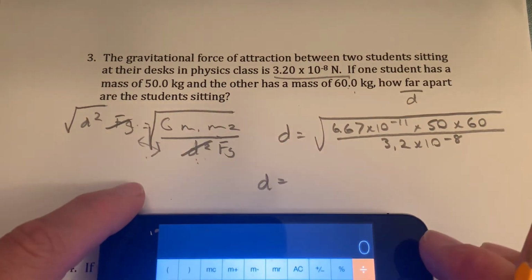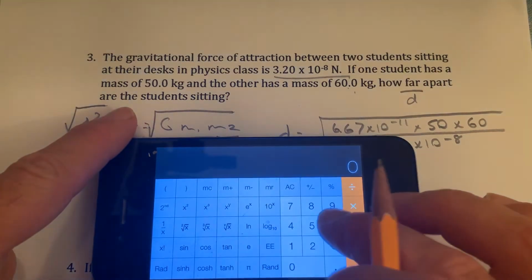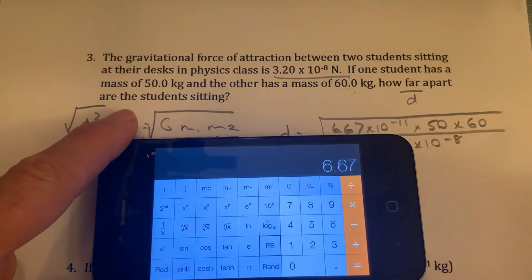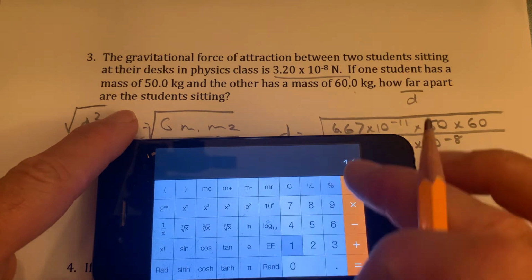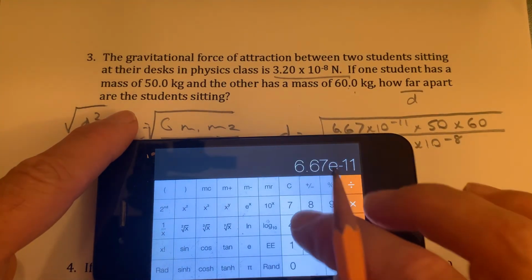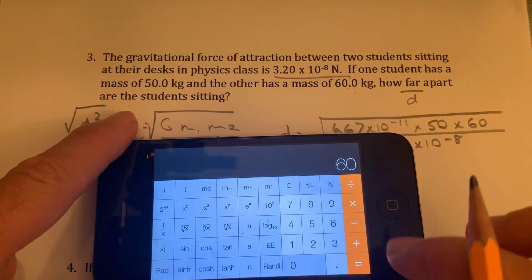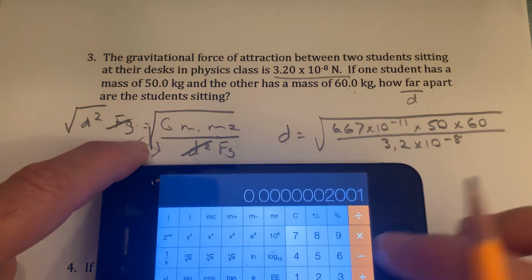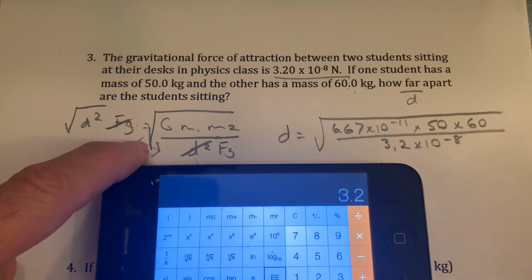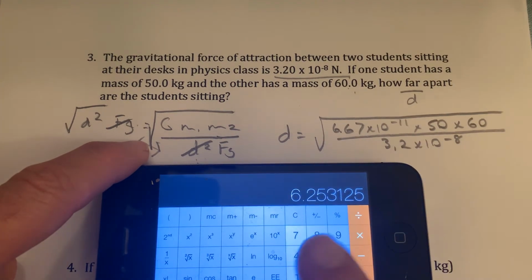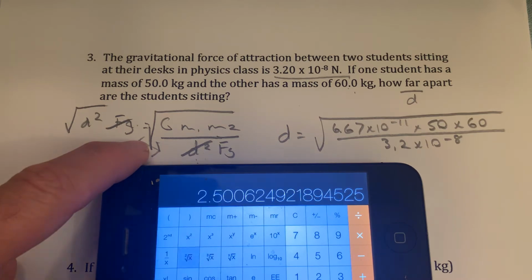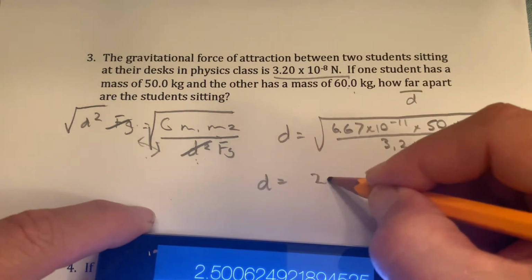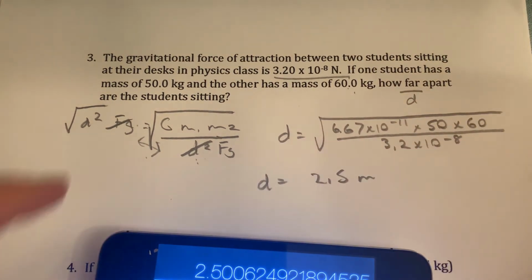All right, so we're going to take 6.67 E negative 11 times 50 times 60 equals this. And then we're going to divide that by 3.2 E negative 8, and we get this, and then we take the square root of that, and we end up with 2.5 meters.